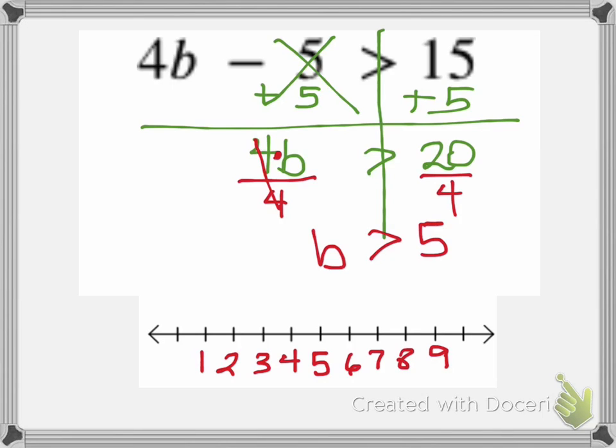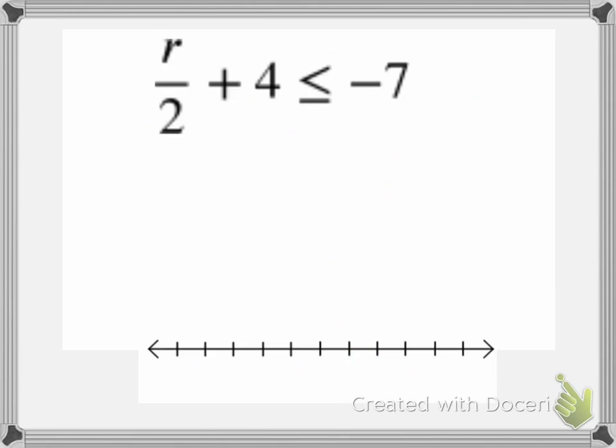So if I want to graph the solution, b is greater than 5, I will put an open circle because it cannot equal 5. And I'm going to shade to the right. So every number to the right of 5 on the number line would satisfy the inequality 4b minus 5 is greater than 15.